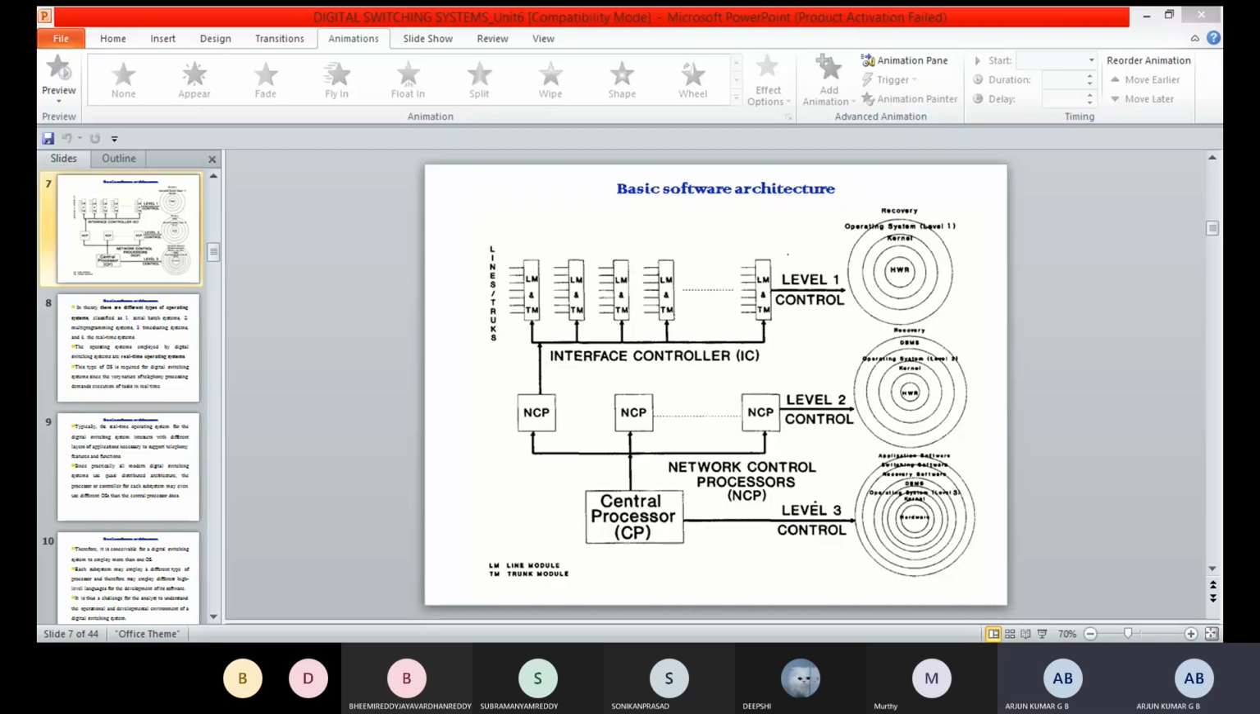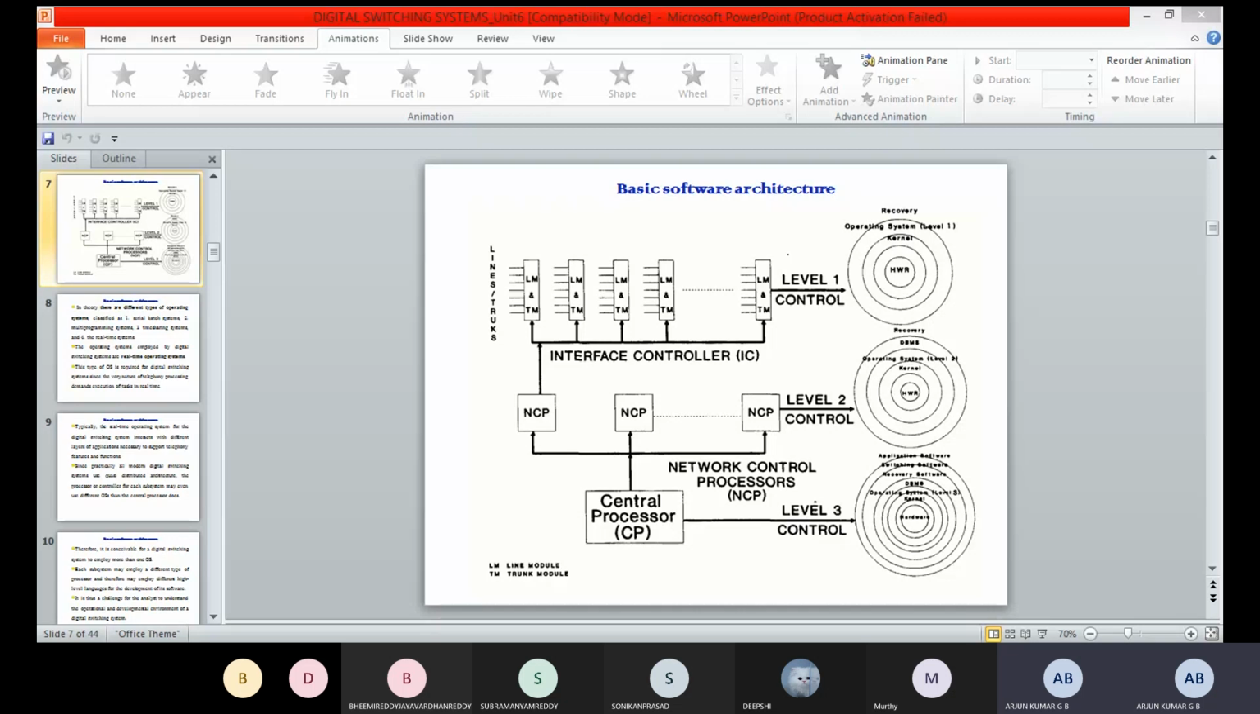Again, the feature controls: you can add or delete feature controls at this level only. One of the important things is the maintenance data and also system recovery. In case of any hardware or software failure, we can recover the previous information. That is why we have separate maintenance data and recovery systems, and that also is controlled by level 3.